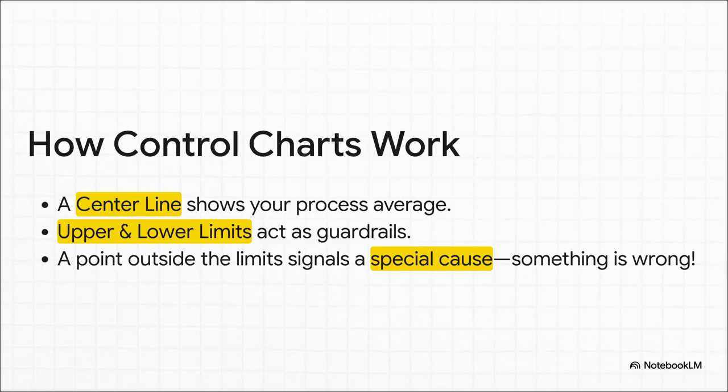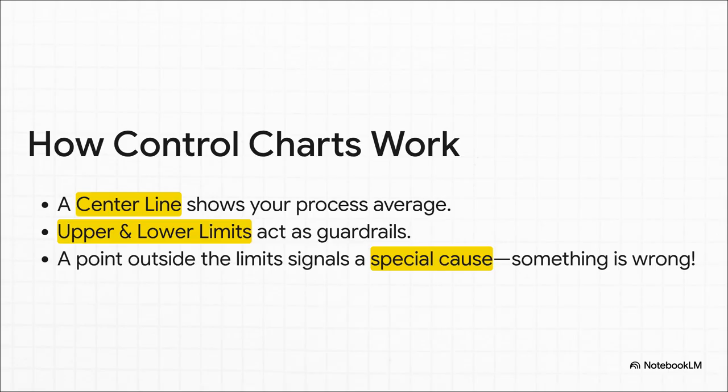I want you to picture a highway. The center line is the middle of your lane. That's your process average. The upper and lower control limits, those are the guardrails on either side. Now, as long as your data points are just bouncing around between those guardrails, everything's fine. That's just normal, expected variation. But the second a data point flies outside those limits, bam, an alarm bell goes off. That's what's called a special cause, and it's a signal telling you to pull over and figure out what just went wrong.